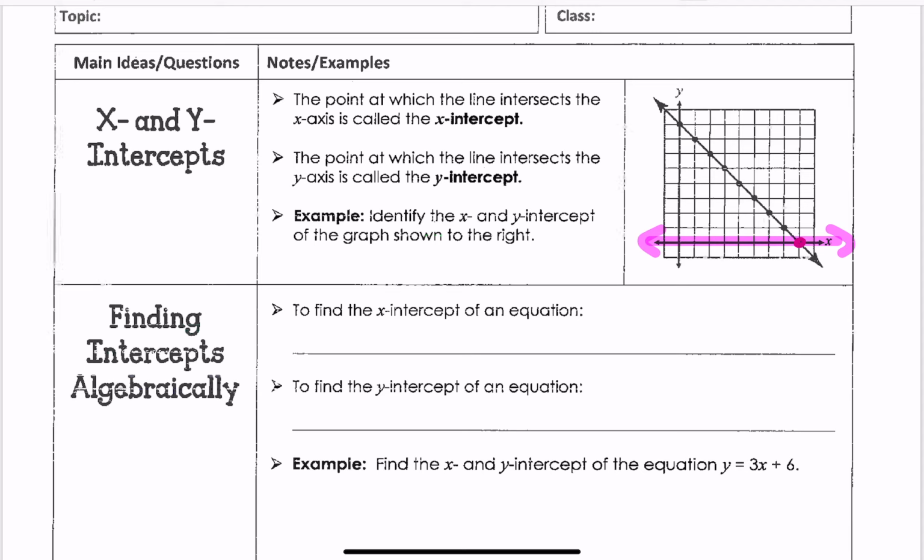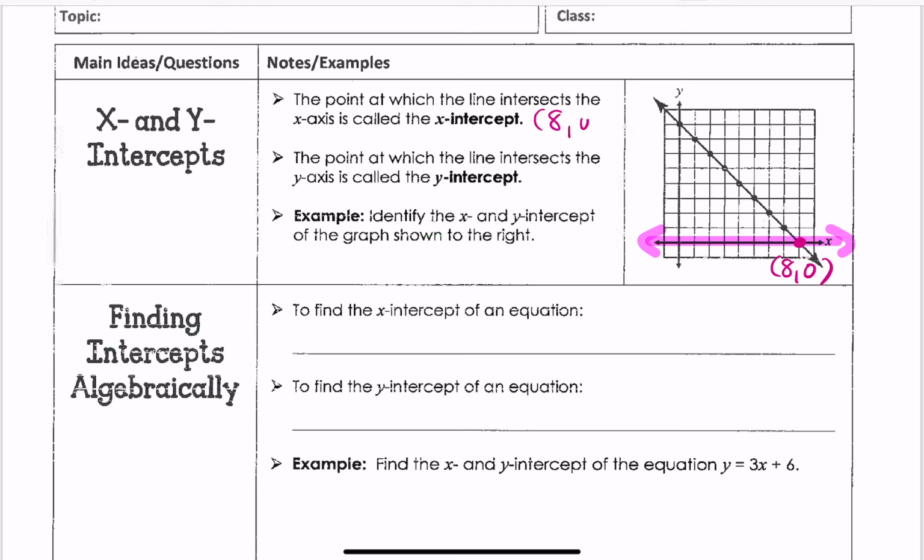If you look at this point that I just plotted, it has an x value of 1, 2, 3, 4, 5, 6, 7, 8, and the y value is 0. So the x-intercept for this line is (8, 0).